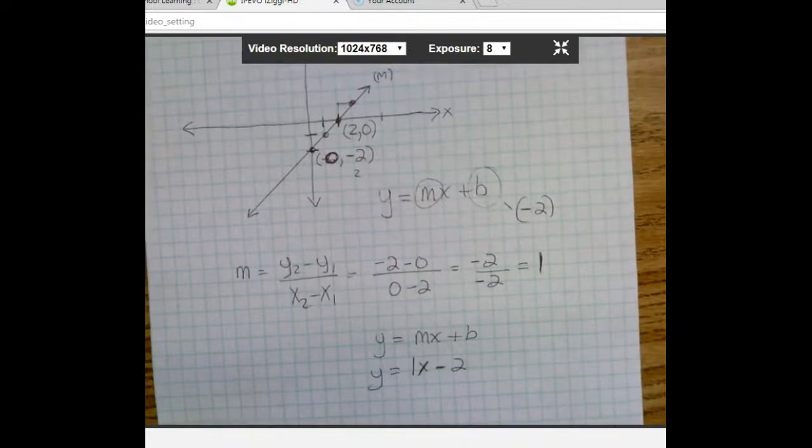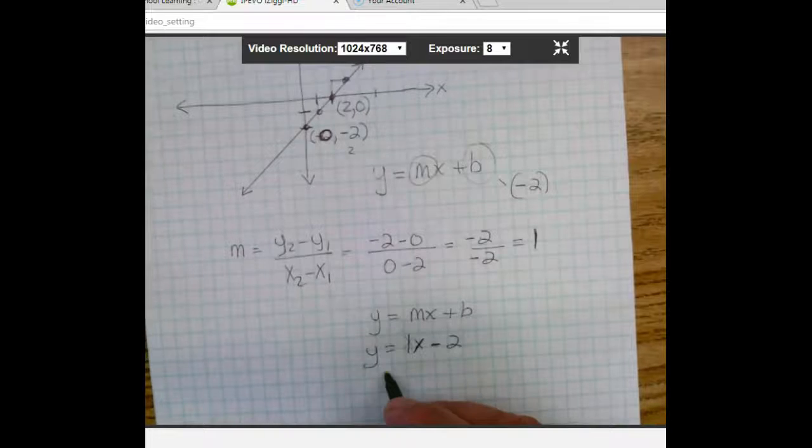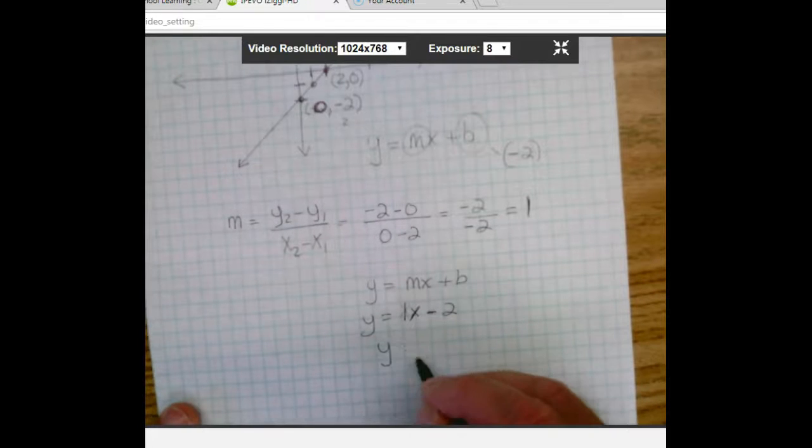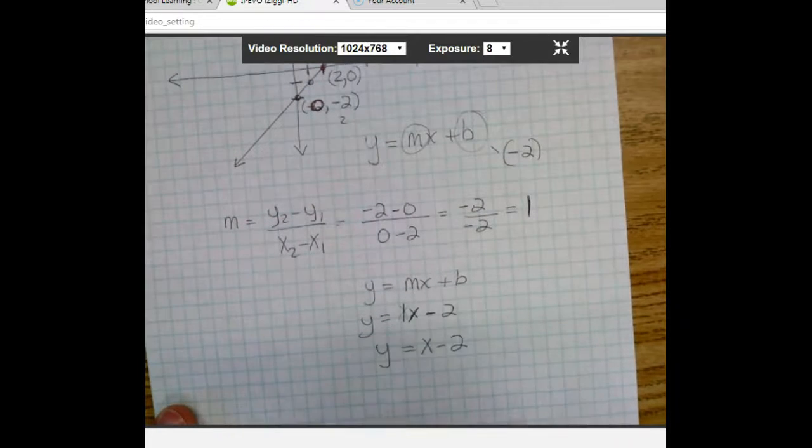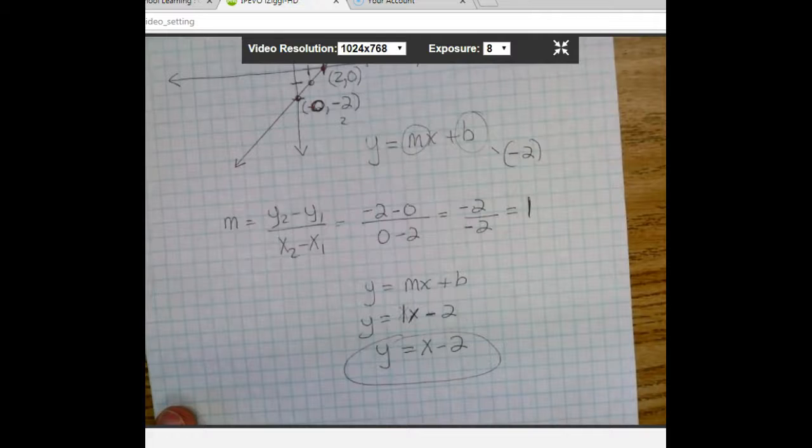It's -2. And then we can rewrite this. We don't really need the 1. It can be y equals x minus 2. That is the slope-intercept form for that line.